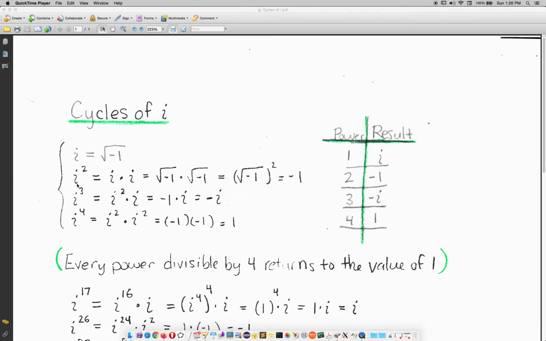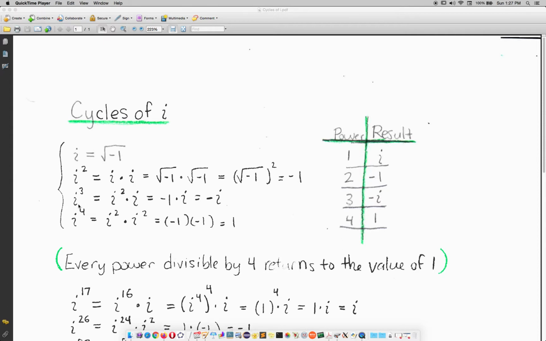i squared can be rewritten as i times i, which is the square root of -1 times the square root of -1, which I can write as the square root of -1 squared. Now what happens when you square something that's also being square rooted is that the root and the square vanish, and all you're left with is what's on the inside.